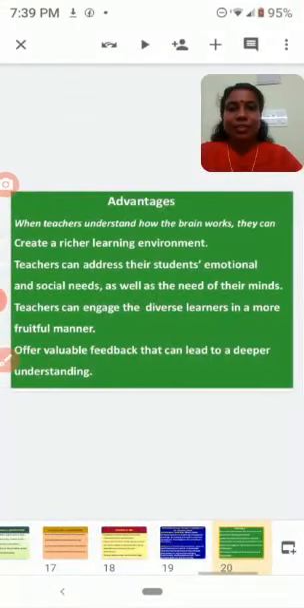Advantages. When teachers understand how the brain works, they can create a richer learning environment. Teachers can address their students' emotional and social needs as well as the needs of their minds. Teachers can engage the diverse learners in a more fruitful manner, and also they can offer valuable feedback that can lead to a deeper understanding.